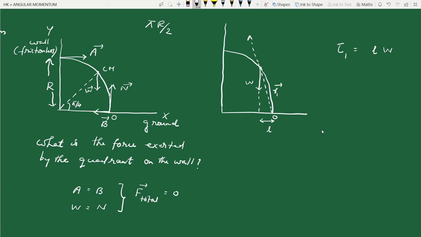So the direction of the torque is the direction of r1 cross W. This is the direction of r1. When you apply the right hand rule, you rotate from the first vector r1 to the second vector, which is W. The rotation is in the counterclockwise sense. So the direction of the torque is in the plus z direction.